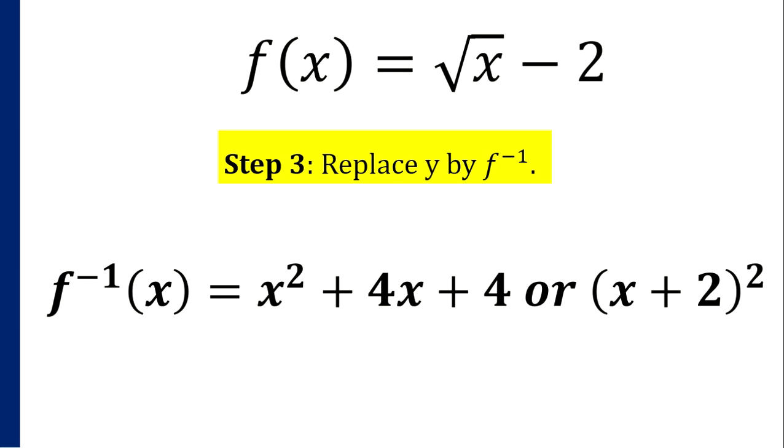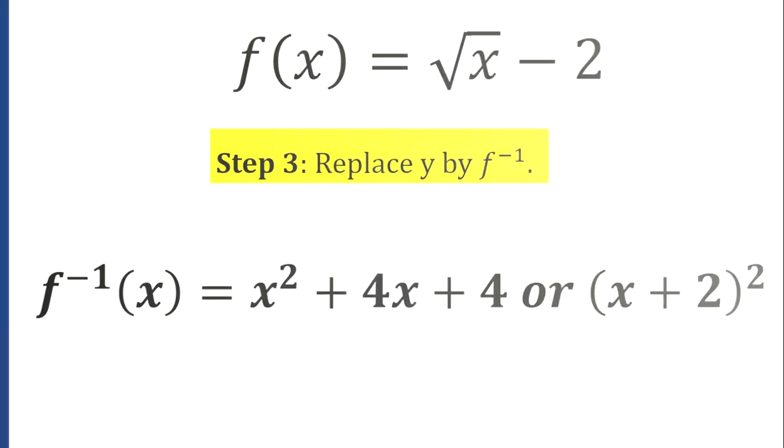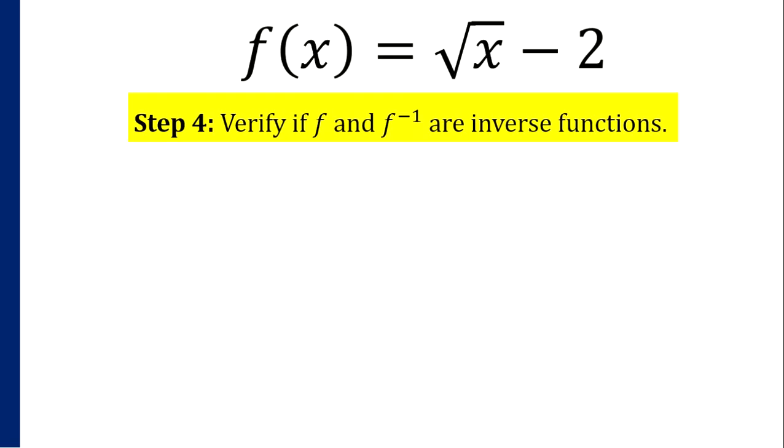And then next one, for step number 4, let's verify if the function and its inverse are really inverse to each other. So with that, let's substitute. So square root of the inverse, which is x plus 2 squared, minus 2. As you can see, square and square root cancel. So x plus 2 minus 2 is just simply x.